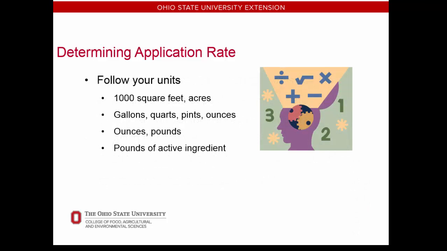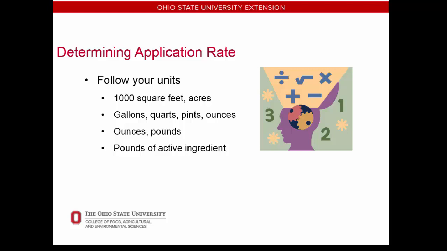As mentioned earlier, it's easy to do all your pesticide math if you calibrate your sprayer using the same units as listed in the use directions for the product you're handling. Some labels state applications per acre, others per 1,000 square feet, or even smaller units. Liquid product rates are listed in gallons, quarts, pints, and ounces. Dry products are listed in ounces or pounds.